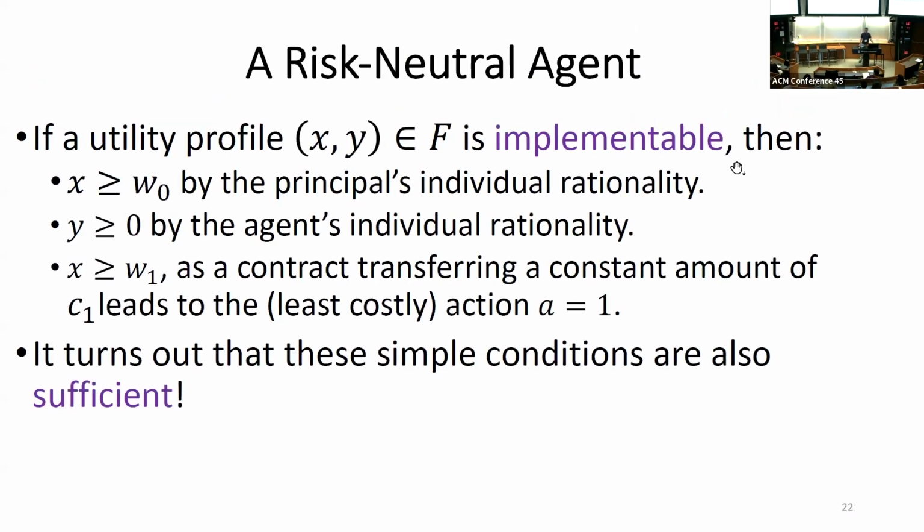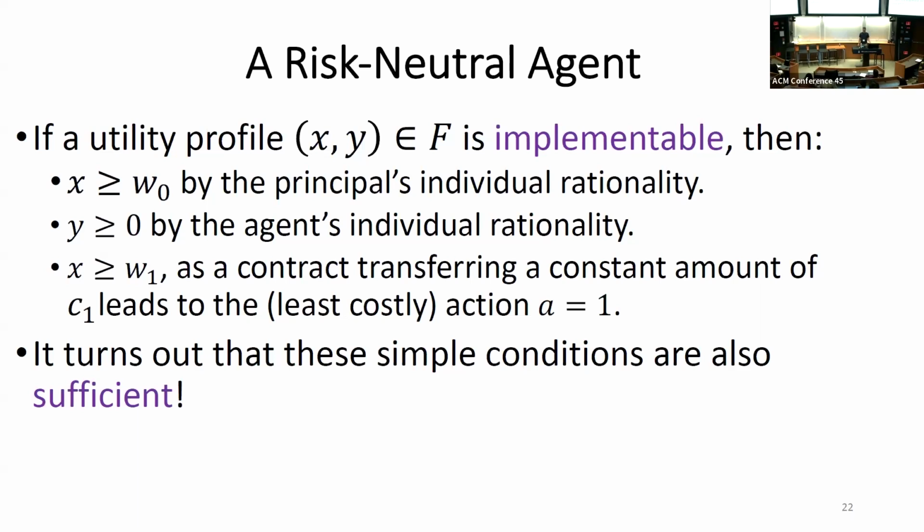Now let's try to understand what are simple necessary conditions for implementability. So first of all, by the principal's individual rationality, the utility of the principal must be at least as high as the social welfare, which is also just the income of the principal for the default action. And of course, also the utility of the agent must be non-negative. But it's also easy to see that the utility of the principal must be at least as high as the social welfare of the least costly action.